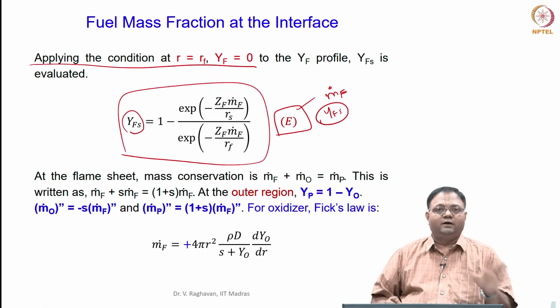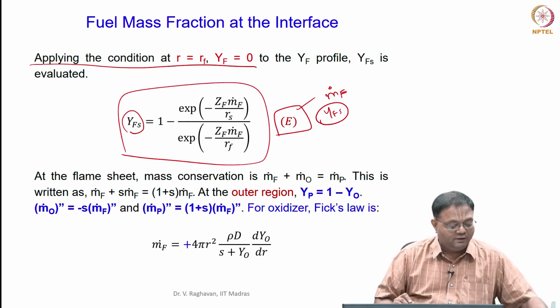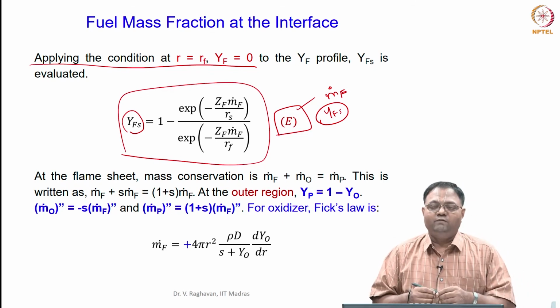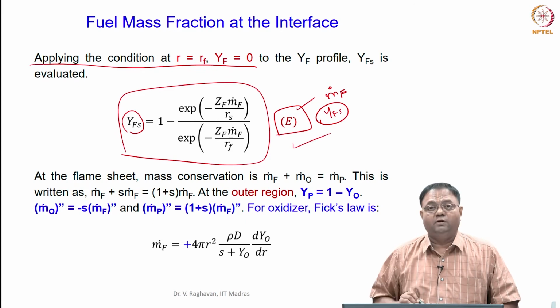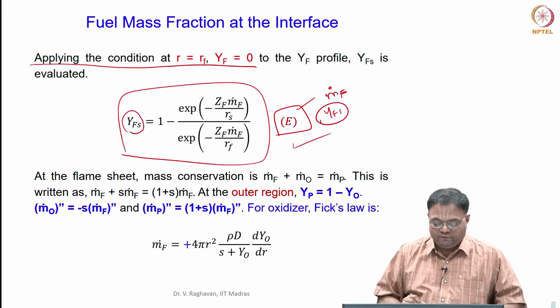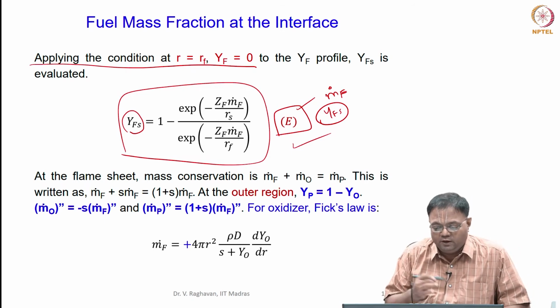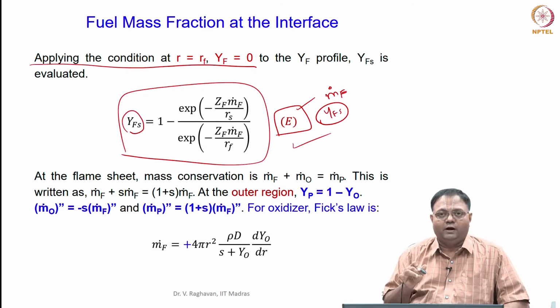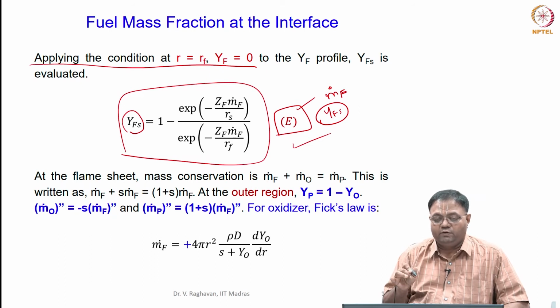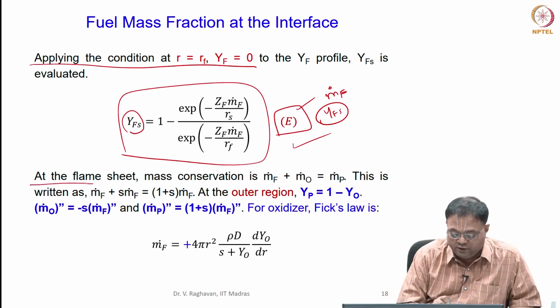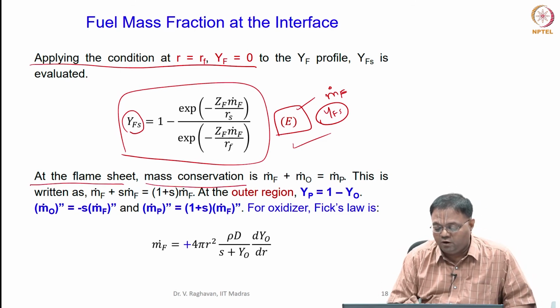So one of the equations is generated, correct. Please understand that out of the 5 unknowns, I need to generate 5 equations. Now I have created one equation. Equation E is the first equation I have created. Okay, now we have done the inner zone alone, correct. The inner zone is where the conservation equation of the species, in which YF has been taken into account. Now at the flame sheet, you know the mass conservation is what?